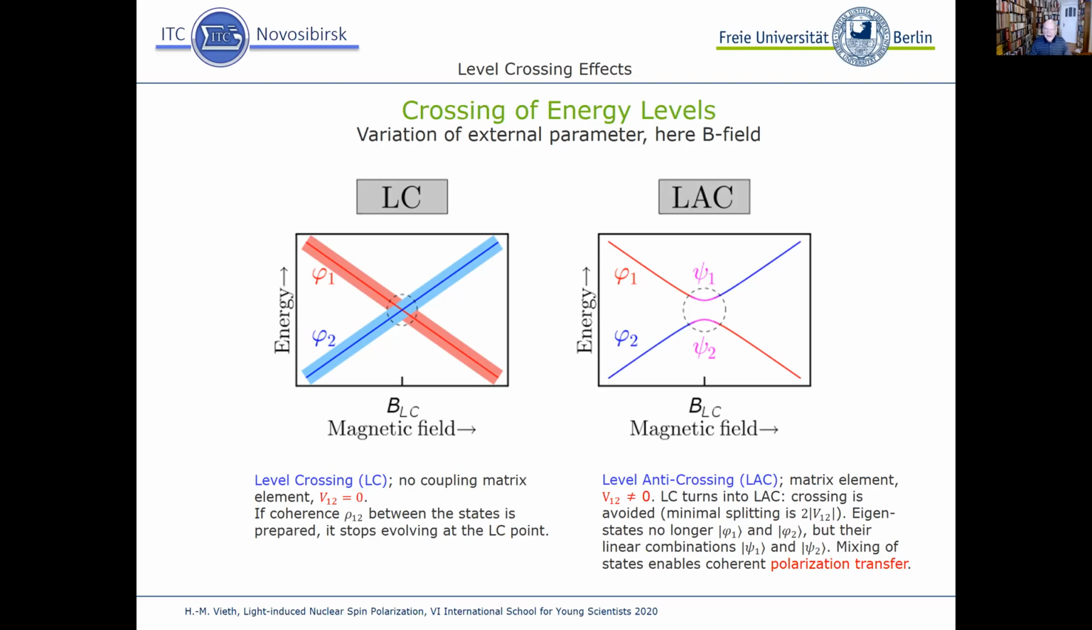And when we have some coupling, some interaction between levels, between spins, this level crossing changes into what's called avoided level crossing. The levels do not cross each other as in the left-hand case, but near the crossing point, they repel each other.